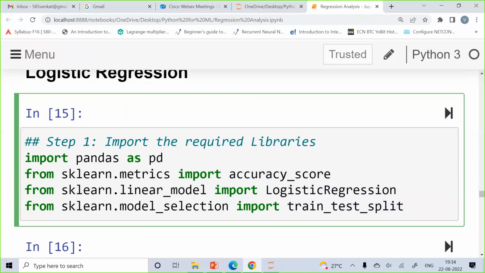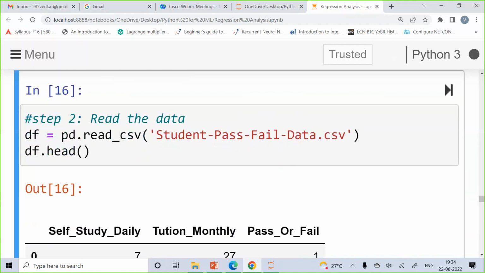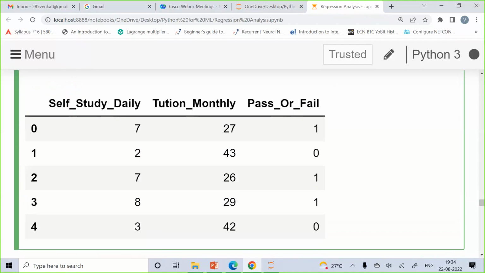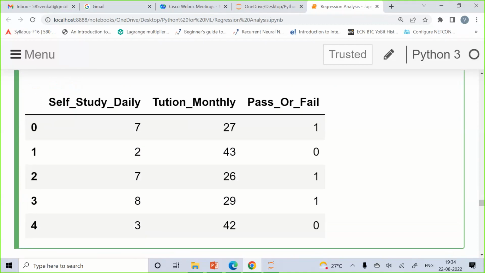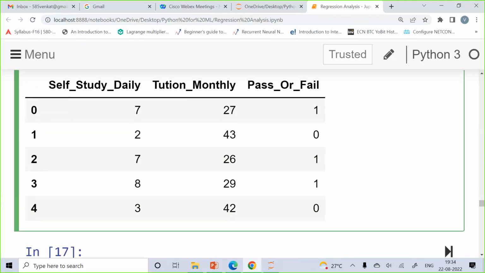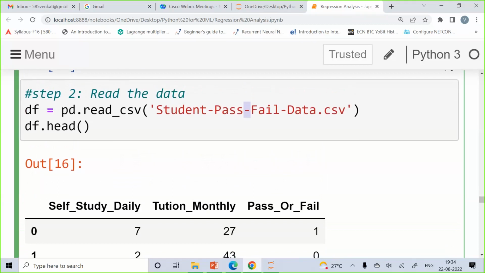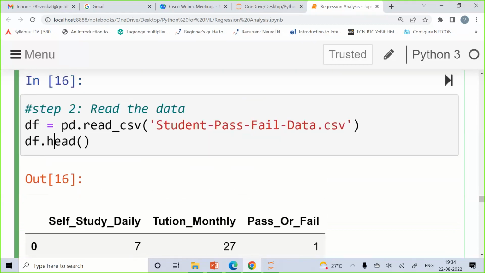The next one is reading the data set. Here I am reading it from the local file, student pass fail data, and the data looks something like this: self-study daily, tuition monthly, and whether the student is passing or failing. Pass means 1, fail means 0. So now, two steps are over. What next?